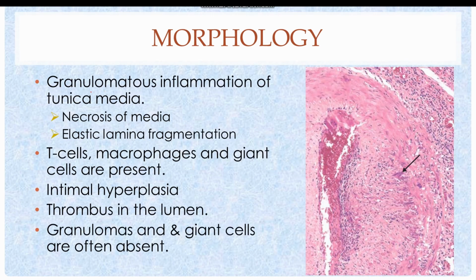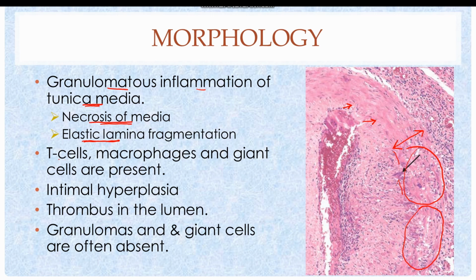The histological picture reveals granulomatous inflammation of the tunica media, which results in, first of all, necrosis of the tunica media. As you can see, this is tunica media of the temporal artery, and there is necrosis and degeneration of tunica media. The second effect of granulomatous inflammation is fragmentation of elastic lamina. Elastic lamina is present between the tunica intima and tunica media, and the granulomatous inflammation results in the degeneration of elastic lamina in some spots, resulting in its fragmentation.